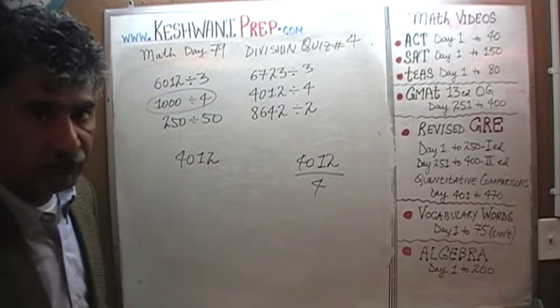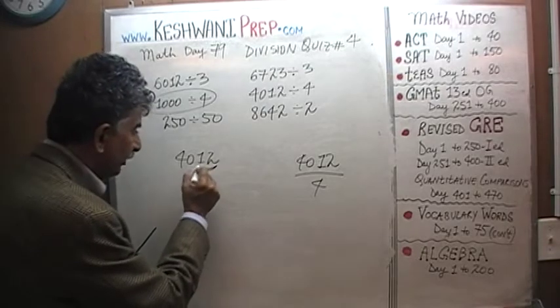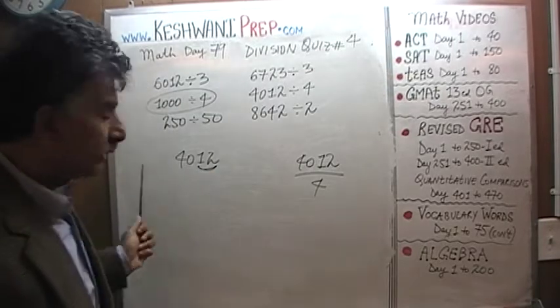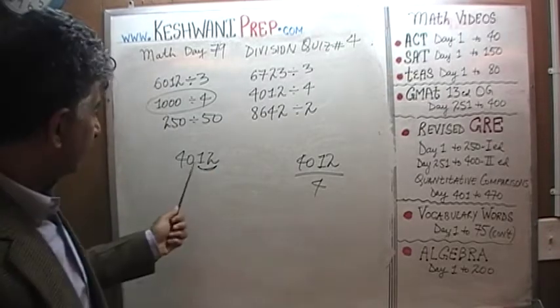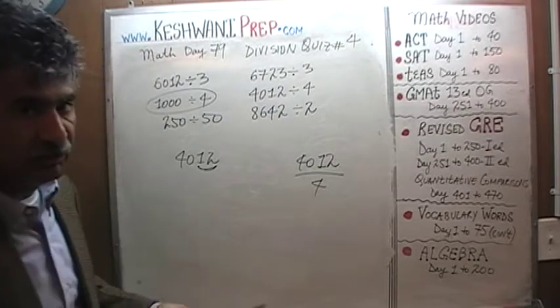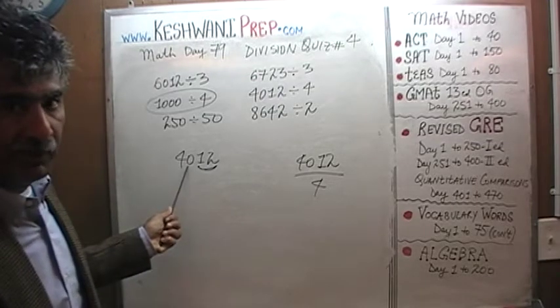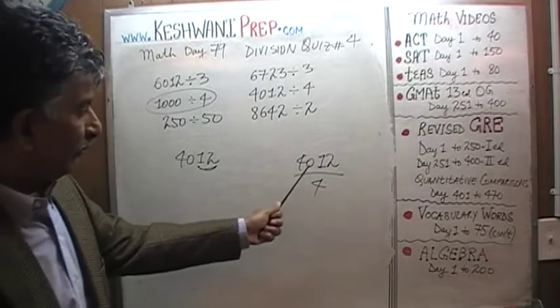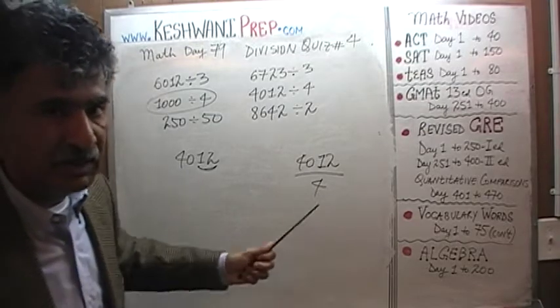The rule for 4 is that as long as the last two digits are divisible by 4, then the number itself is divisible by 4, because anything other than the last two digits plays no role. This is a multiple of 100. 100 is divisible by 4. If 100 is divisible by 4, then so is any multiple of 100.